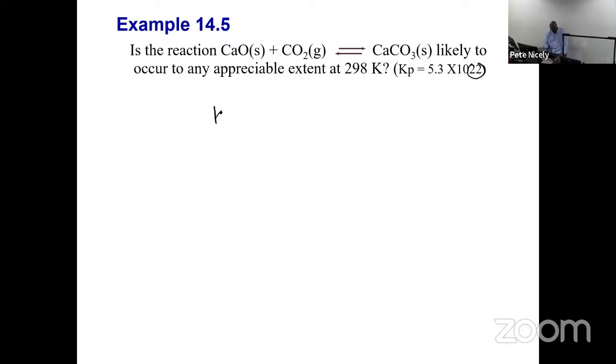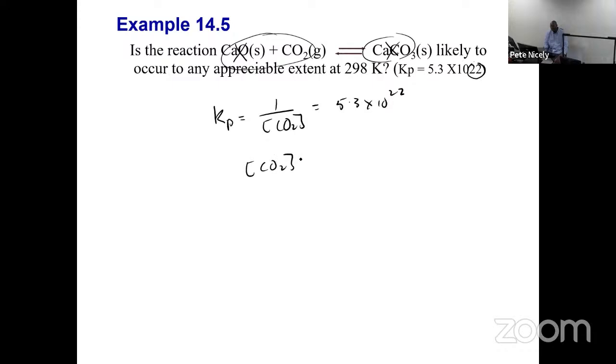Now, to answer that, we have to write down the Kp expression, which in this case would be product over reactant, but these are solids. So basically, in this case, Kp will be equal to 1 over the concentration of CO2. So if this is a high number, 5.3 times 10 to the 22, that means that the concentration of CO2 is very low. 1 over 5.3 times 10 to the 22, so as you can imagine, that would be a very low number.